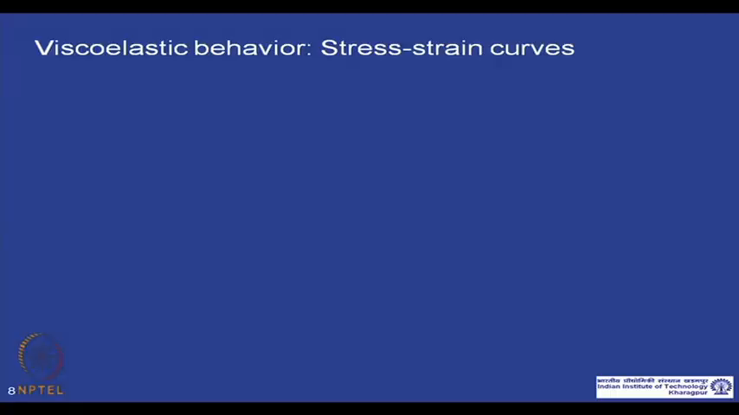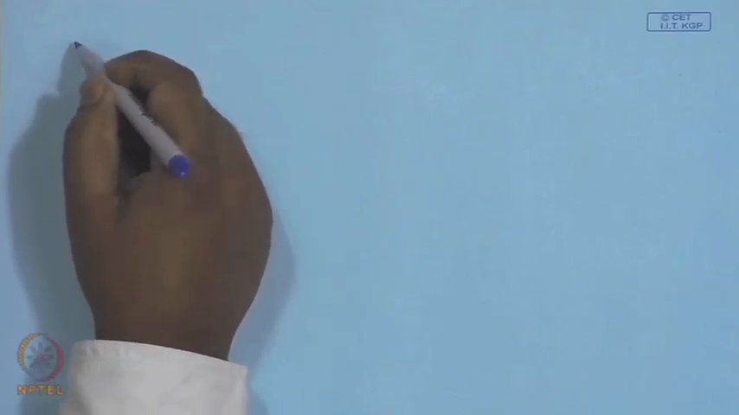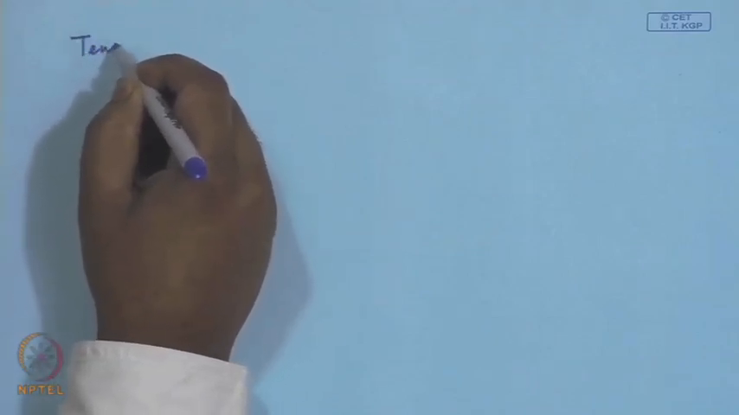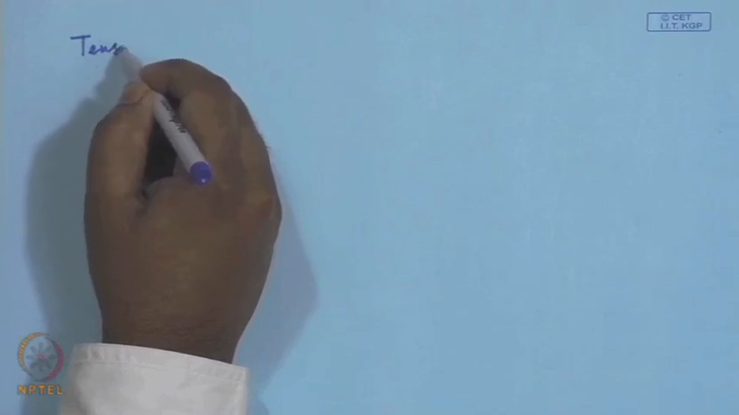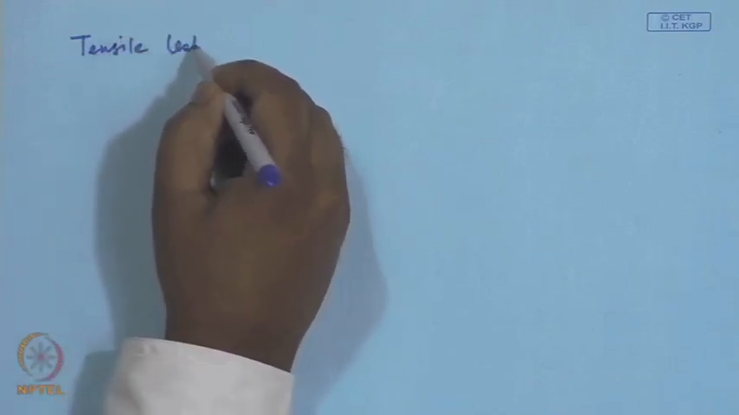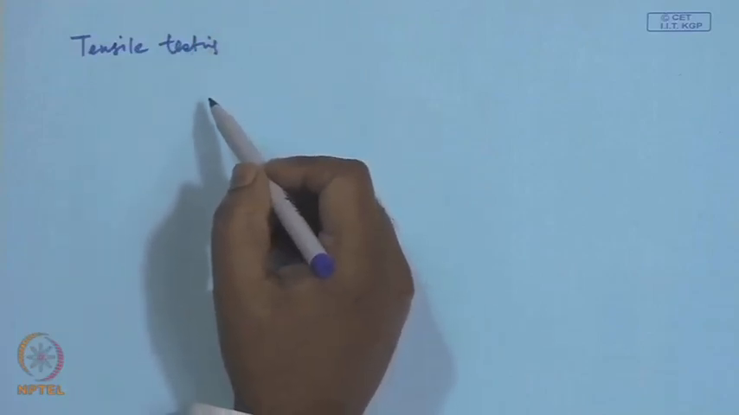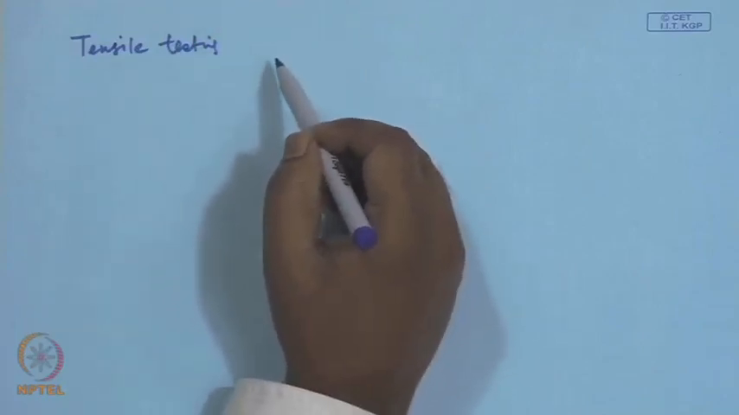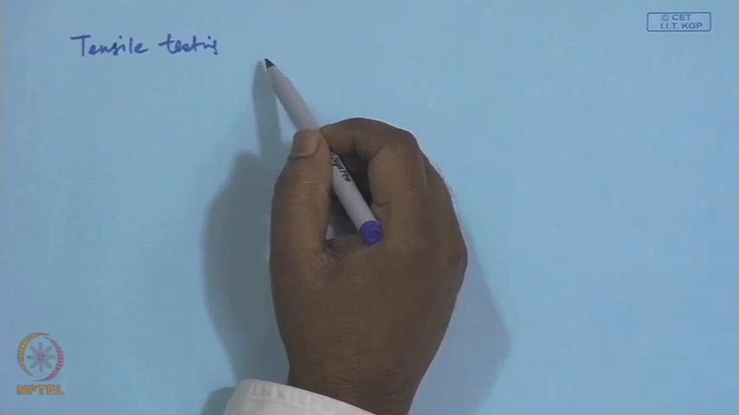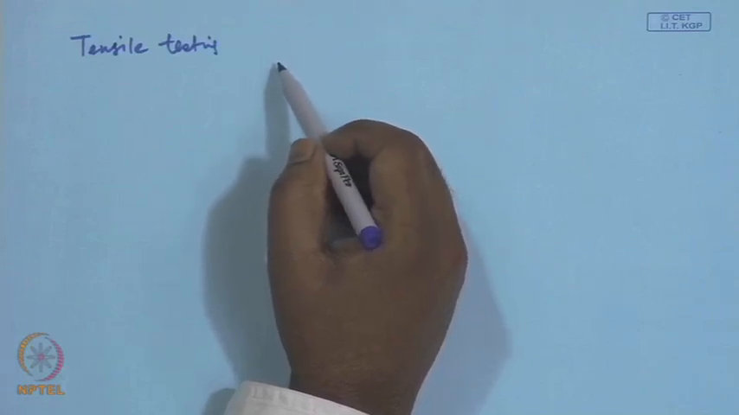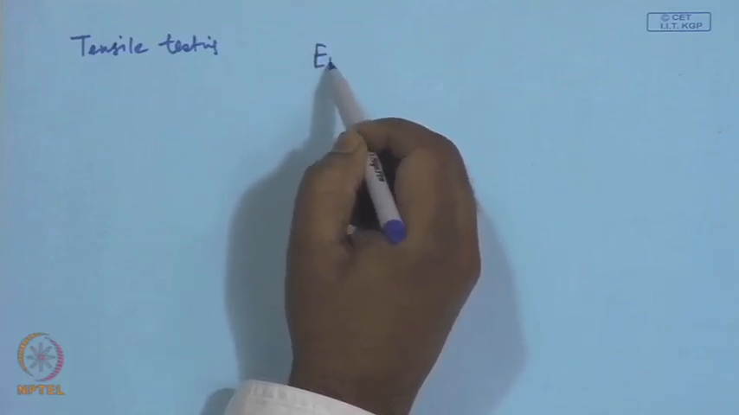So, if I consider the stress-strain curve, how does it look for a viscous and elastic material? First of all, when you do tensile testing, one thing we must remember is that as we do this test, the dimension of the specimen changes. So, actually the strain and the stress change because the original dimension changes. So, these are the terms sometimes used.